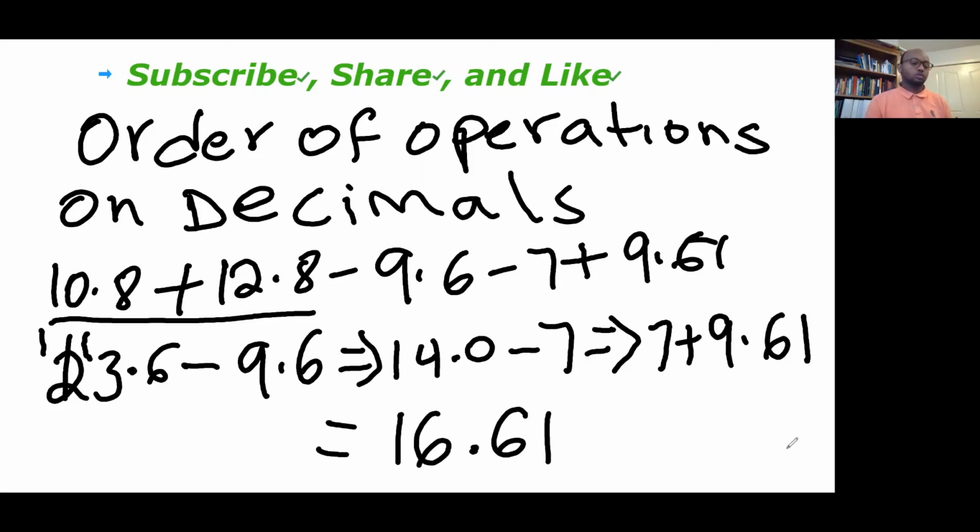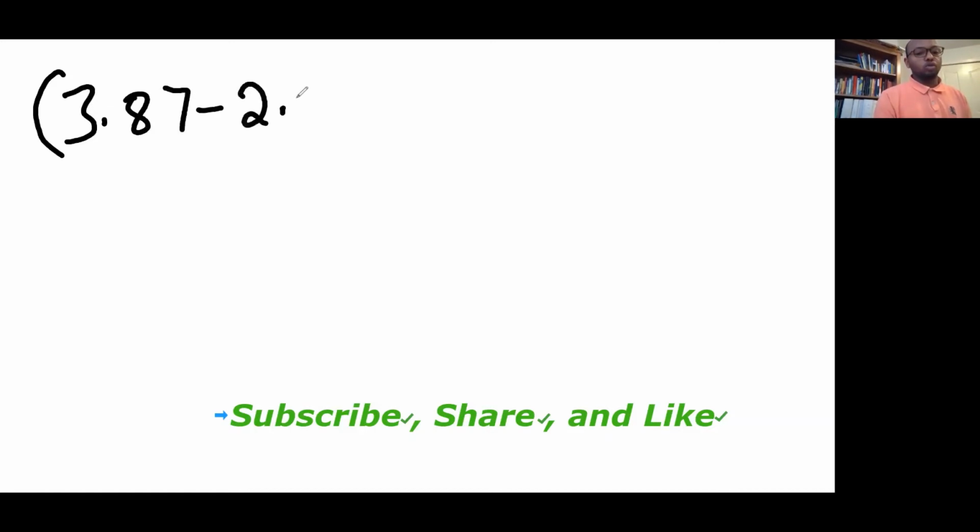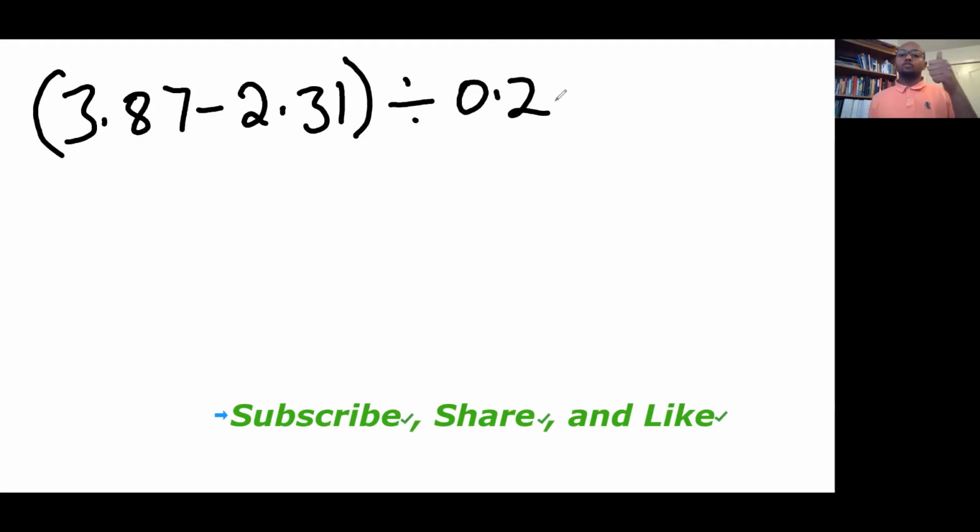Okay, next question. If you have a bracket, for example, 3.87 minus 2.31 in a bracket, then after that you divide by 0.2. Look at this. So you have a minus, you have a bracket, you have division. What do you do first? First is the bracket. So we need to subtract these two in the bracket.